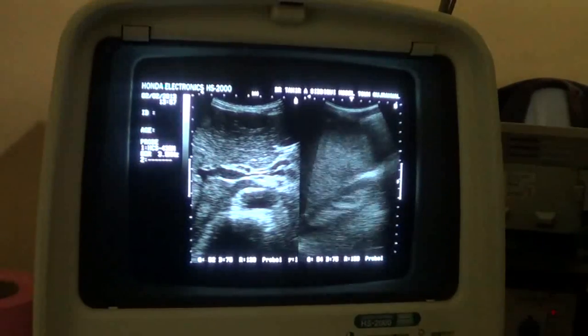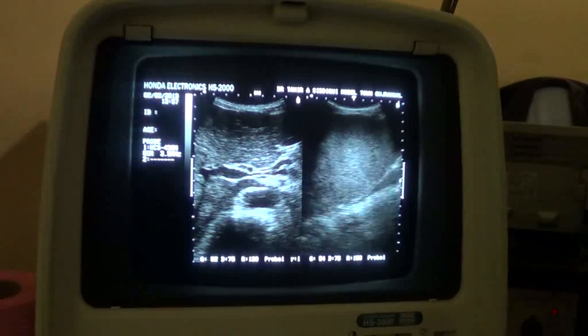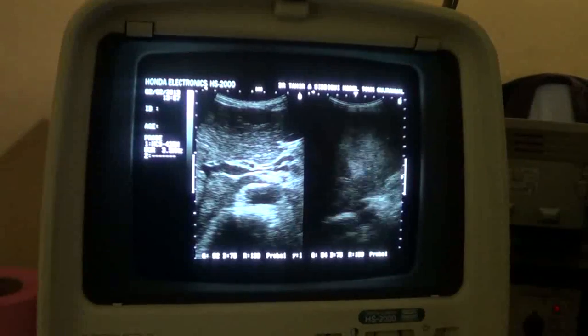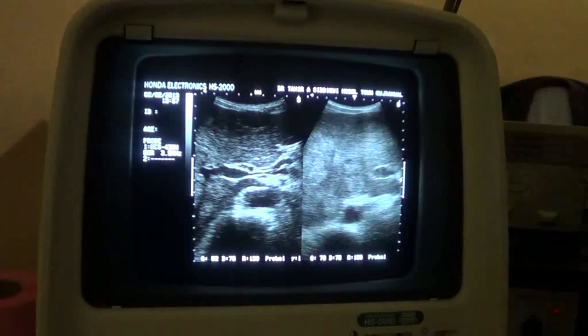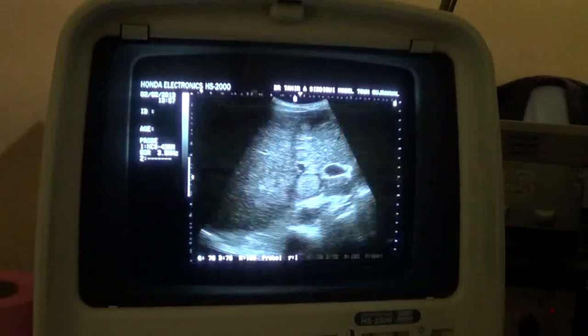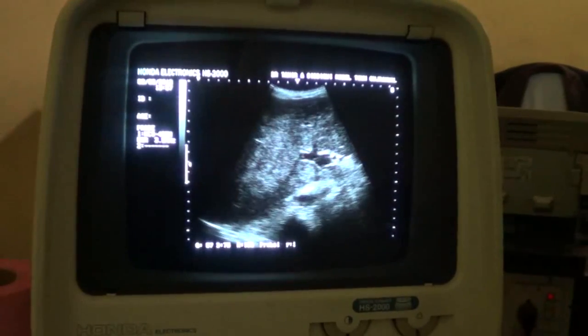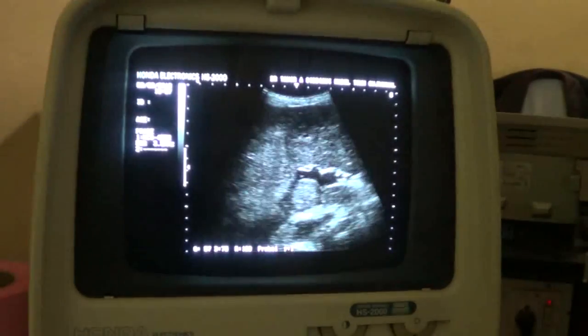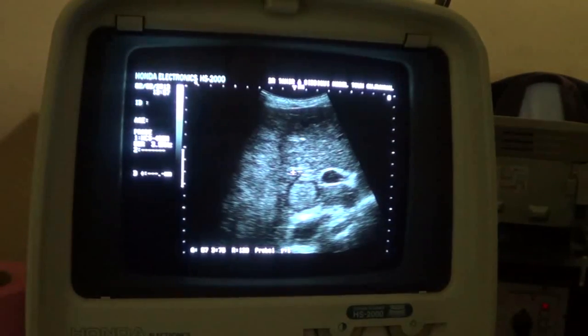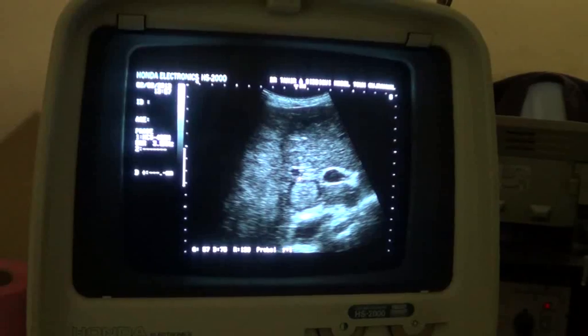So except this, now this is with patient in left lateral decubitus posterior. See the focal lesion. This is the focal lesion, surrounded by a halo.